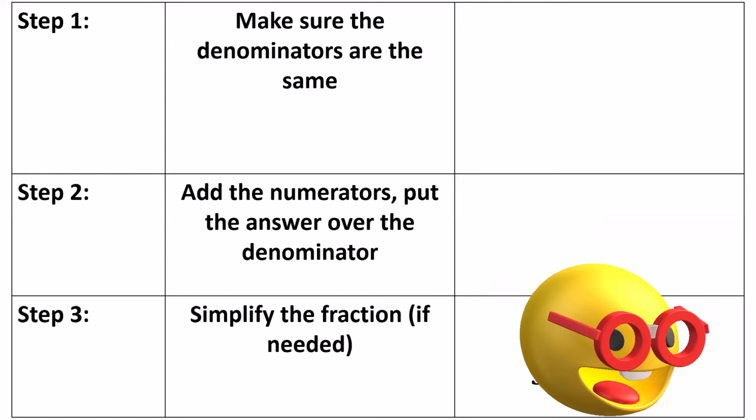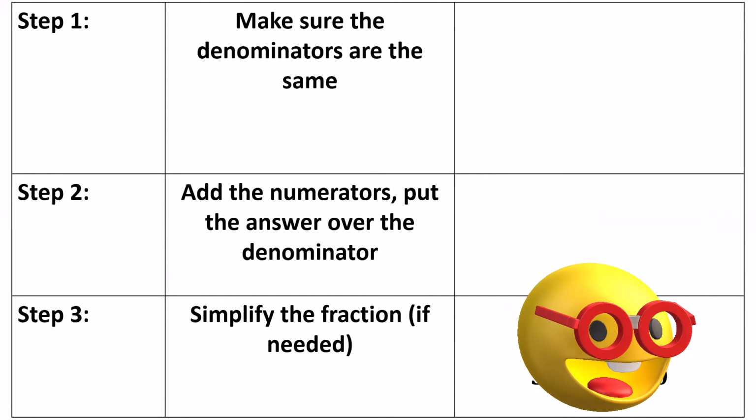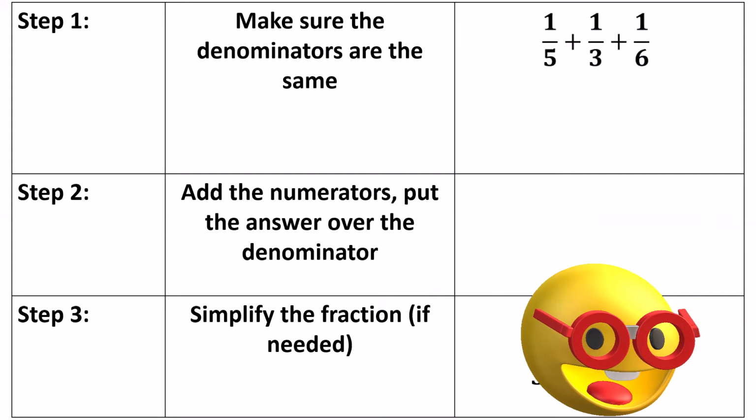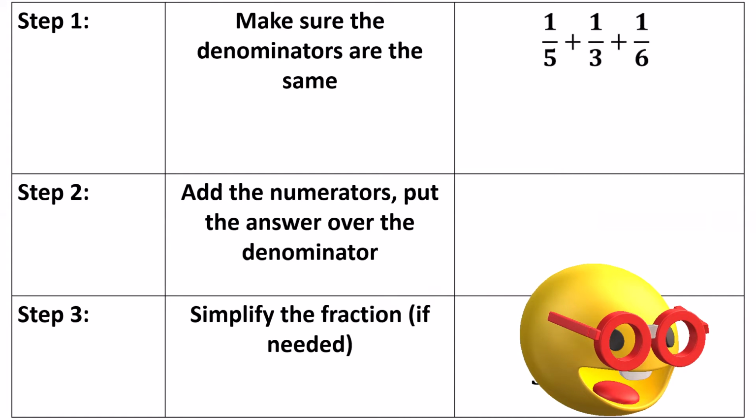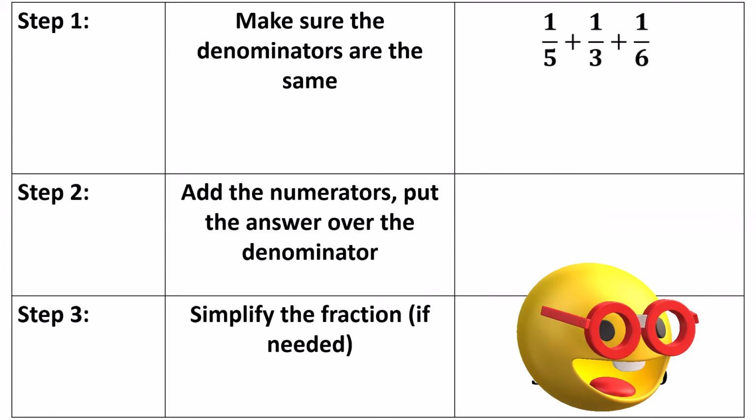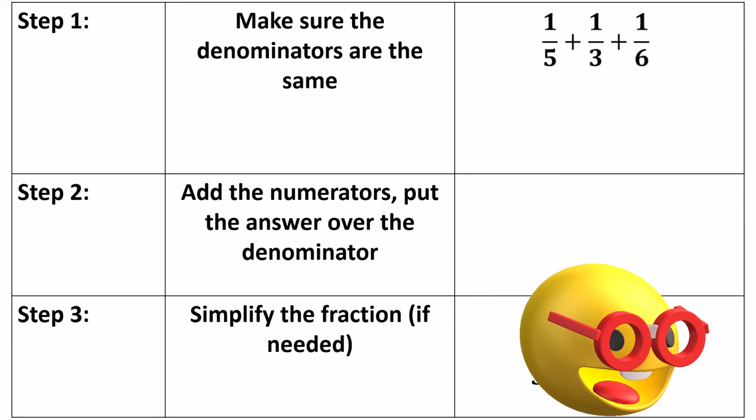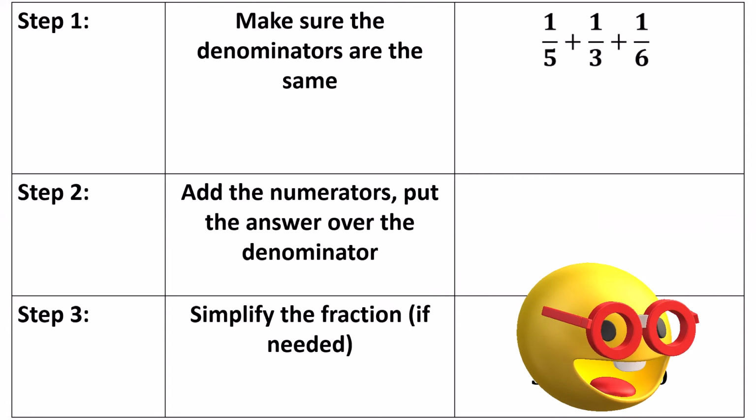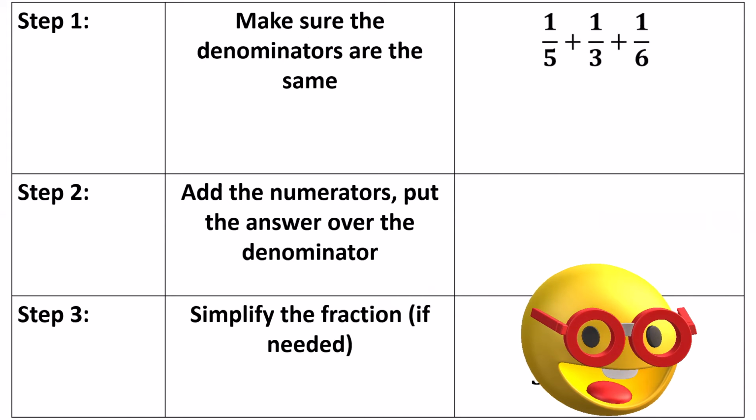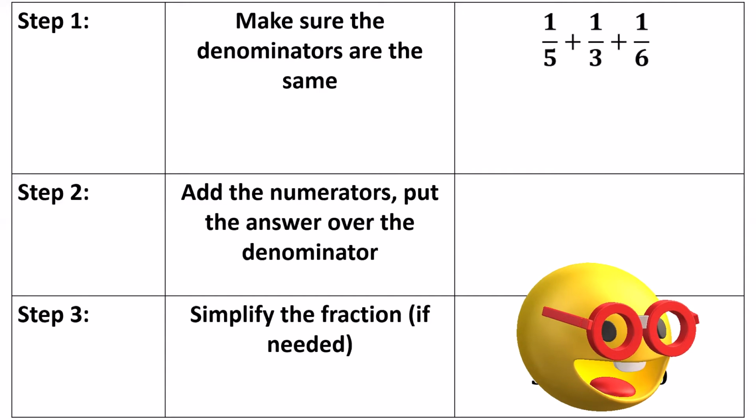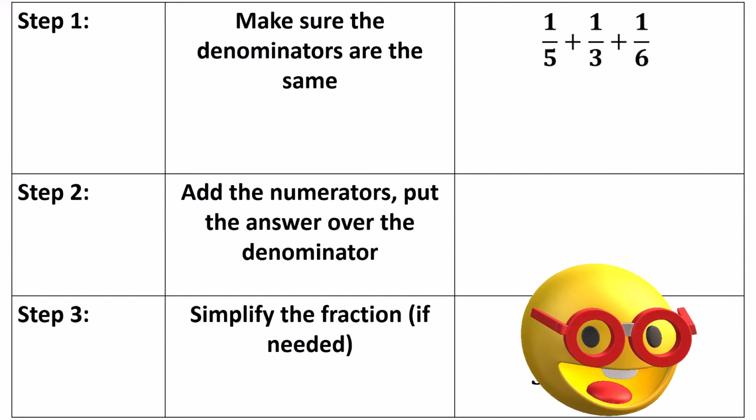Okay, so step one, make sure that the denominators are the same. How do we do this? We have 1/5 plus 1/3 plus 1/6. We're going to use the scale factor to find the greatest common denominator. When I look at all of these numbers, I can tell that they can all be multiplied by a number to equal 30. So we're going to let 30 be our greatest common denominator.